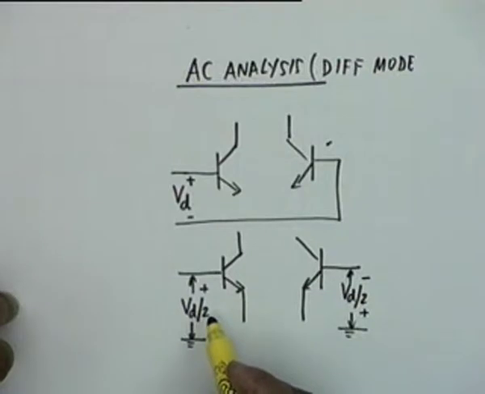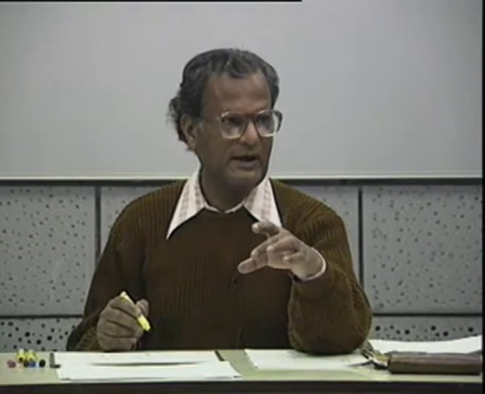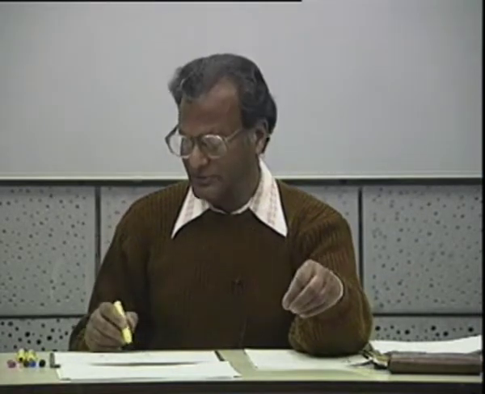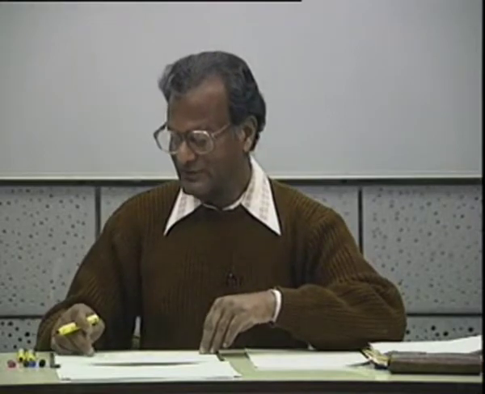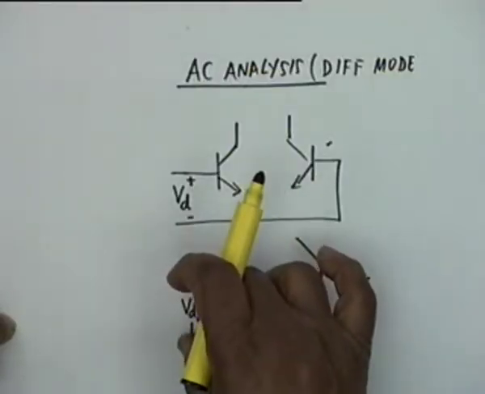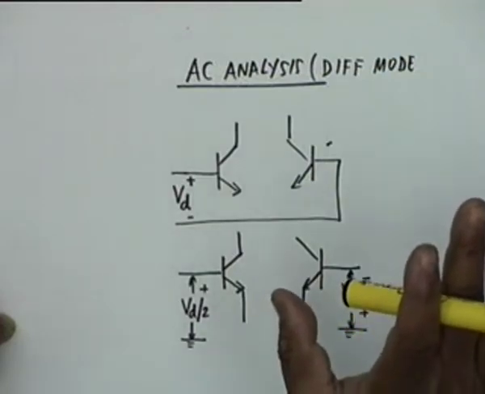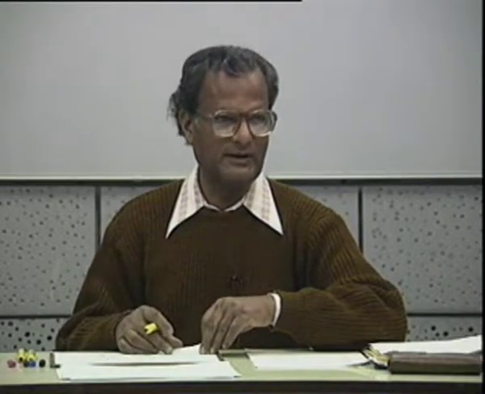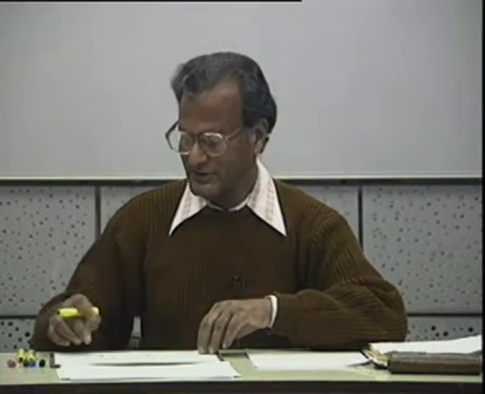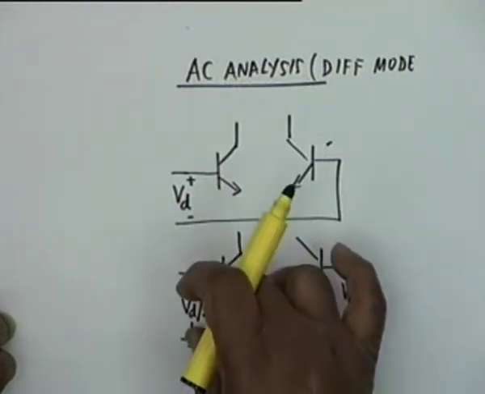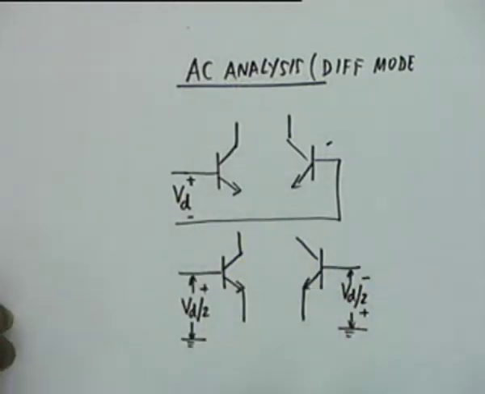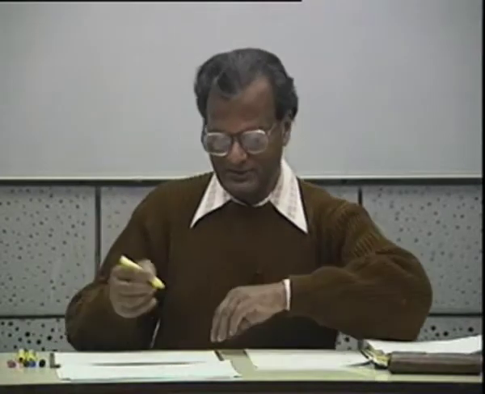So this is what I shall use, that is, we apply a differential voltage between the two bases and we look upon this as if equal and opposite voltages are applied to the two bases. This is what will be done in practice. In fact, one of them will be grounded and the voltage will be applied here. What counts for the differential amplifier is the difference voltage at the input, not the absolute voltage. So if this is at 0, then this is at Vd. If this is at minus Vd by 2, then this is at plus Vd by 2, so that the difference is still Vd. Okay, let's look at the equivalent circuit.